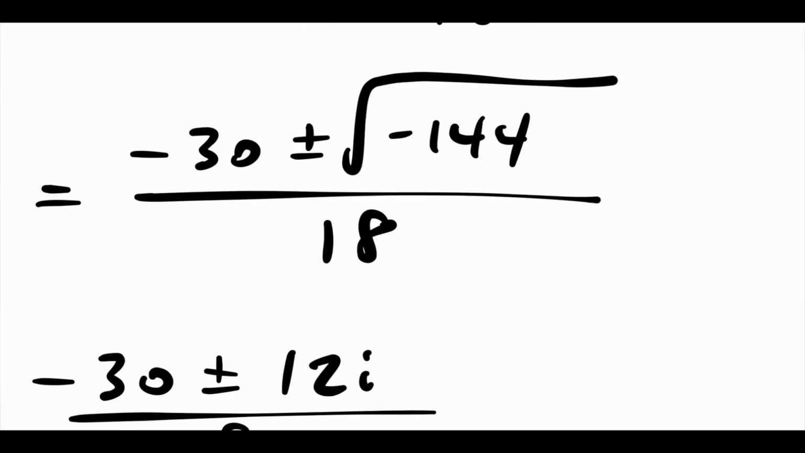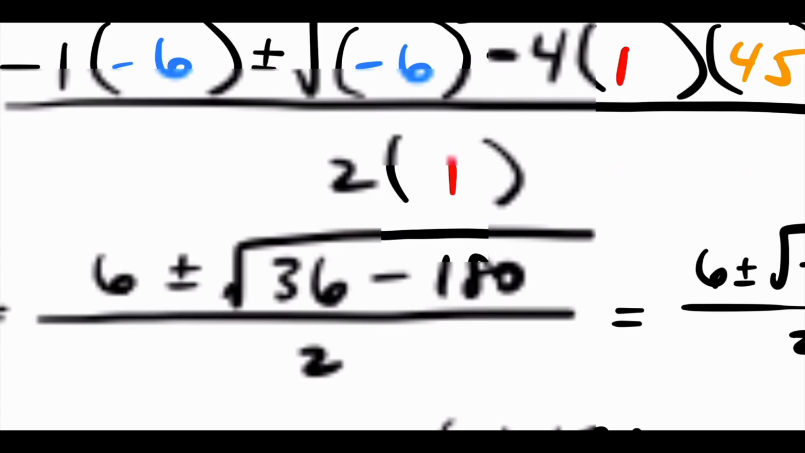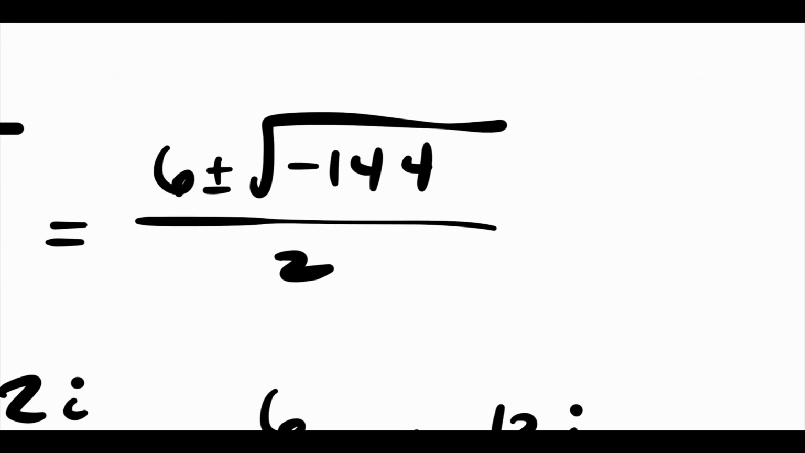This guy here, the discriminant was negative. So we got 2 imaginary answers. Same thing here. Negative under the root. Okay? So that's the only part I'm concerned about on the last 2.